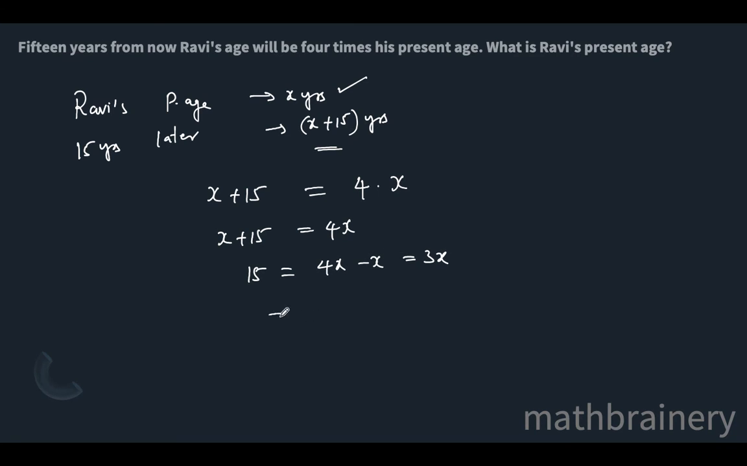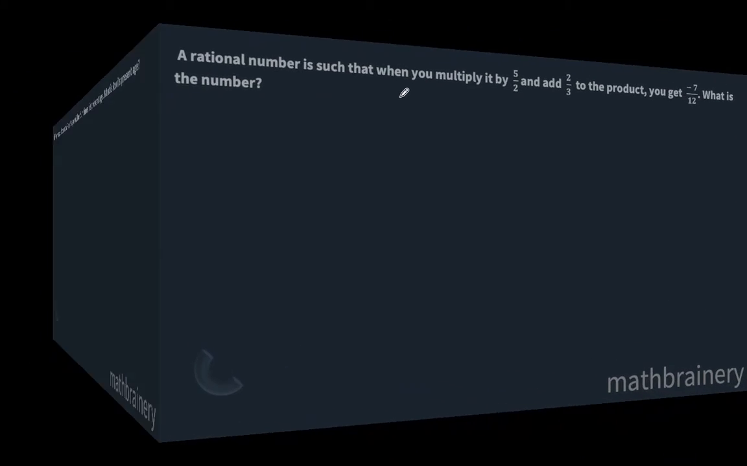Now 3x is equal to 15. What does this imply? x must be 15 upon 3, which is 5. So Ravi's present age is x years, that is 5 years. Let's look at the next question.